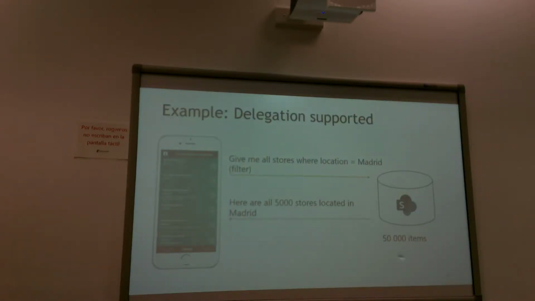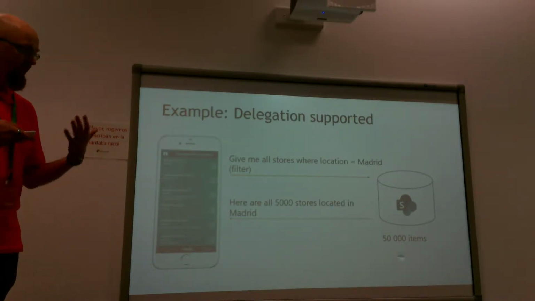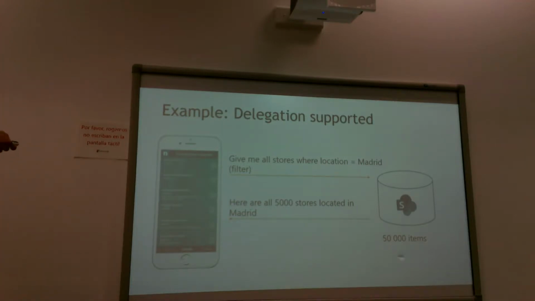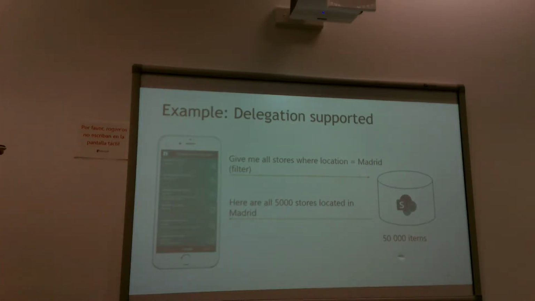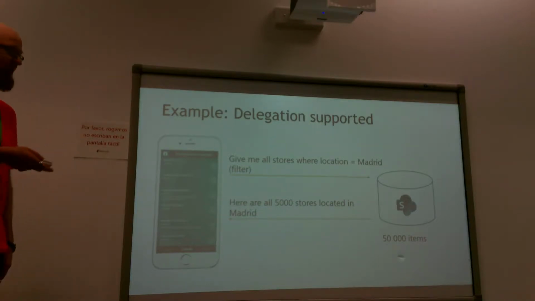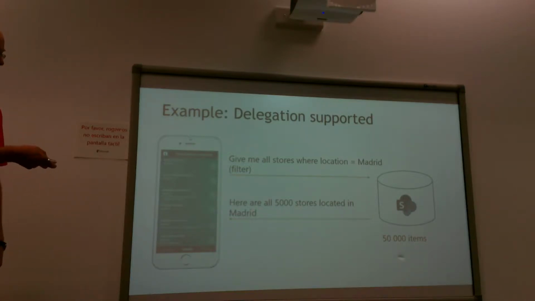Now, in this case, I do a query that can be delegated. I have these stores, I have SharePoint, and on SharePoint I have 50,000 items in one list. And I would like to show here all the stores that are located in Madrid. And I do a query. In this case, I do filtering. And filtering can be delegated to SharePoint. And now SharePoint returns to my application 5,000 stores that are located in Madrid.